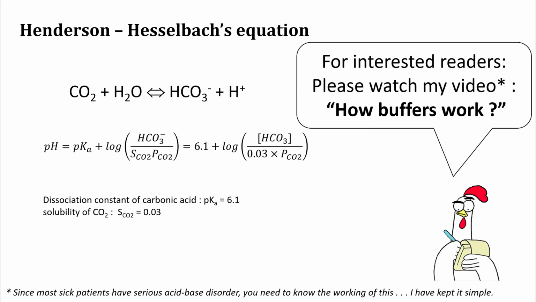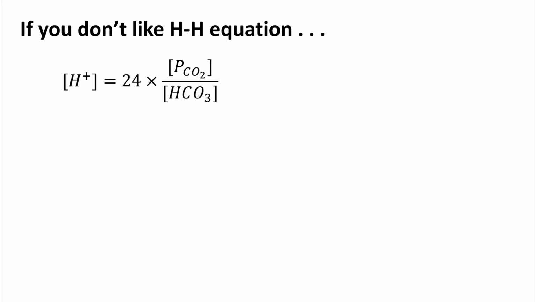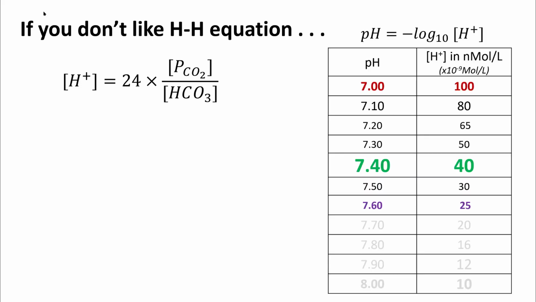And for more detail, you can watch my video How Buffers Work, where we explain how these numbers came to be. For those who do not like negatives and logs, this is a much simpler form of the Henderson-Hasselbalch equation, where your H plus concentration equals 24 times PCO2 divided by bicarb. If you remember, pH is the negative log of hydrogen ion concentration.